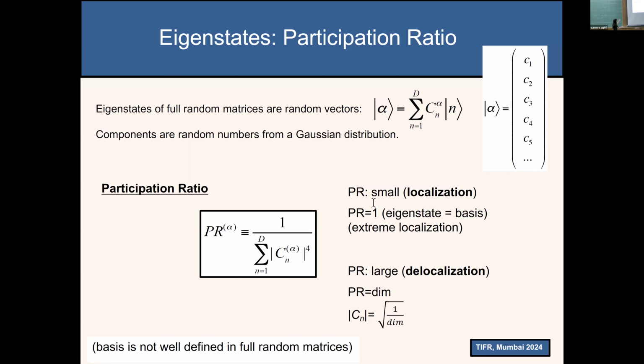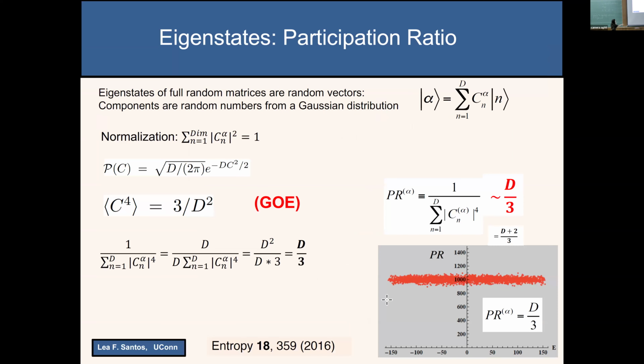If your eigenstate was the basis that you chose, then each eigenstate gives you just 1. So you have these extreme values. Participation ratio 1 means the eigenstate is equal to the basis. Participation ratio equal to the dimension means we have the most delocalized state. What do we have for these GOE random matrices? This is 3 over d squared, right? So the participation ratio is the dimension divided by 3. This 3 is coming because we are playing with random numbers from a Gaussian distribution.